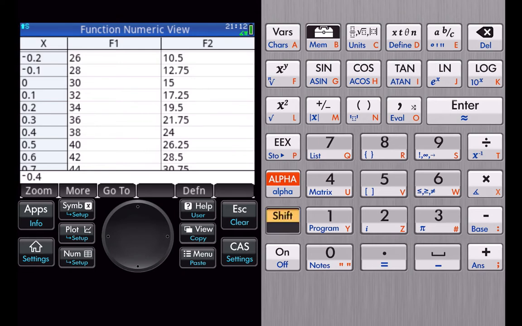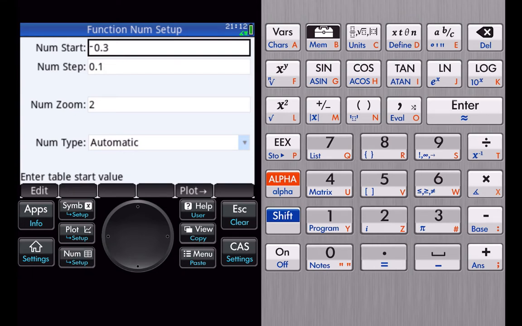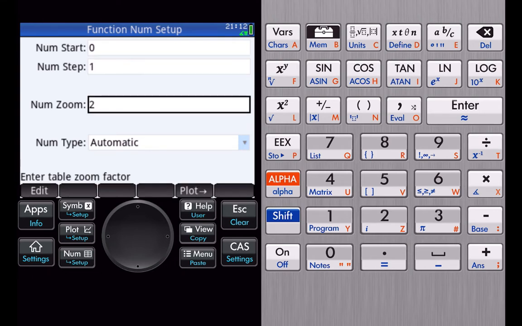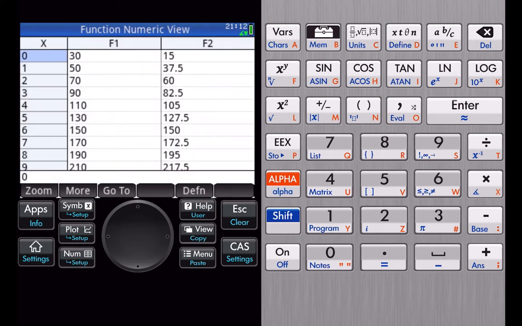We can press shift and then num, which is the setup. And we can say the numeric view will start from 0, let's say, and the step every time is just 1 unit, which is 1 hour in this case. So if we press the numeric view again, the table, we can see now that the table is a bit more organized.